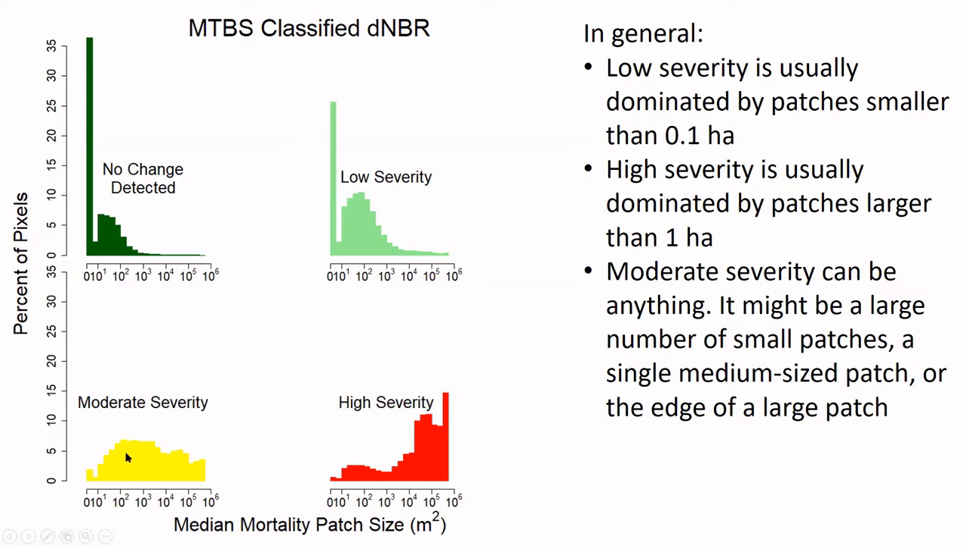Moderate severity runs the full gamut. It can be a single medium-sized patch. It can be the edge of a large high severity patch, or it can be a larger number of small patches that would be low severity if they occurred by themselves.